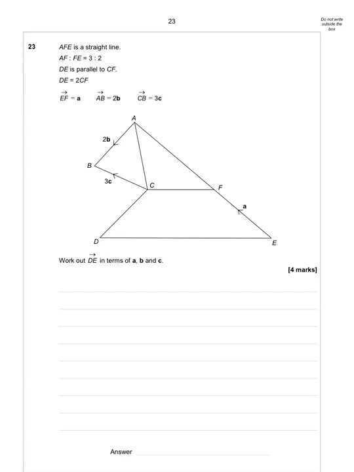So question 23 is a vectors question. I absolutely love vectors questions, so let's begin. I'm given that AFE is a straight line. I'm given that AF is 3 parts out of 5 in total, and that FE is shorter at 2 parts out of 5 in total. I'm given that DE and CF are parallel, and that DE is twice CF.